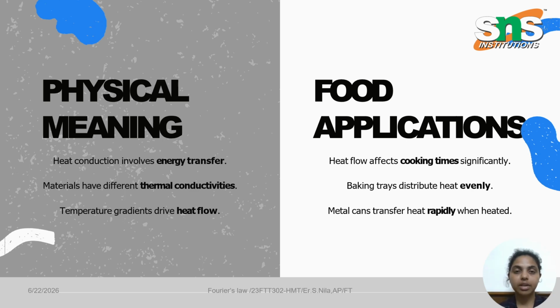Physically, heat conduction is energy transfer due to molecular collisions, with no bulk movement of matter. Temperature gradients drive this flow. In food applications, baking trays distribute heat evenly to avoid hot spots, while metal can transfer heat rapidly during sterilization. This affects the cooking time and final product quality significantly.